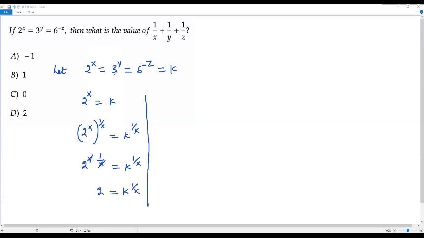Now let me equate the second term, 3 to the y power, to k. Then I'm getting 3 to the y power equals k. Now to get rid of the exponent y over here, I raise both sides to the power of 1 over y, which is the reciprocal of y.